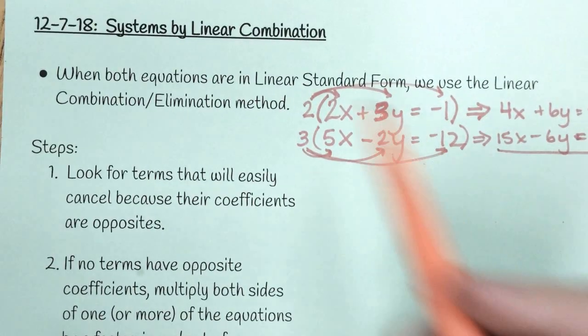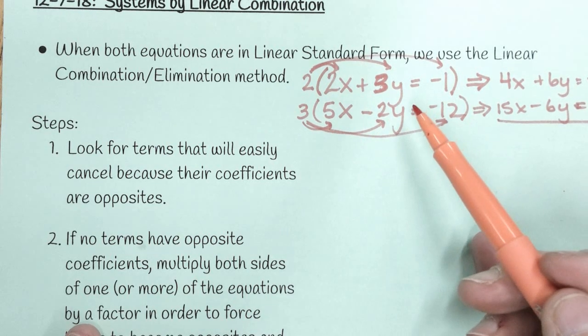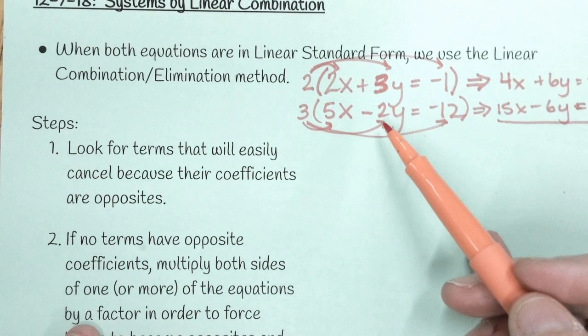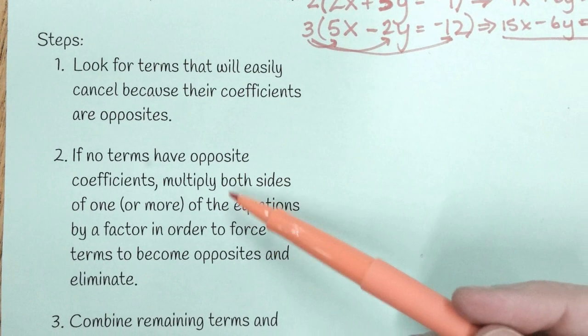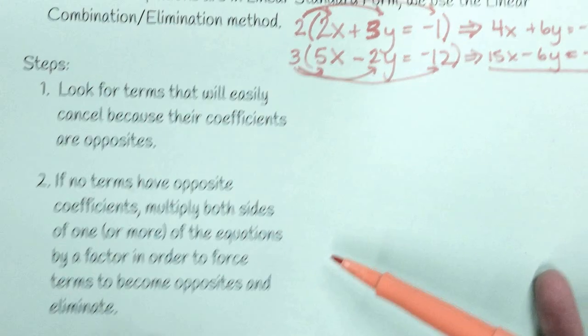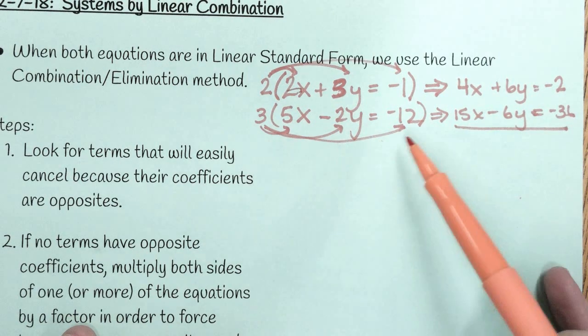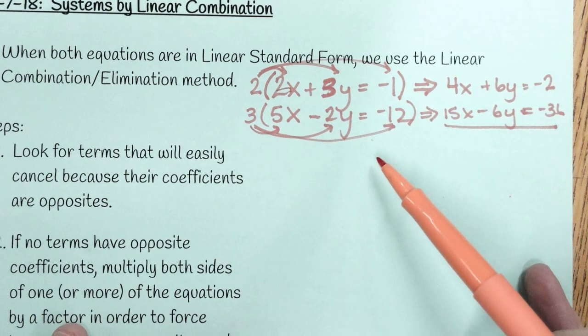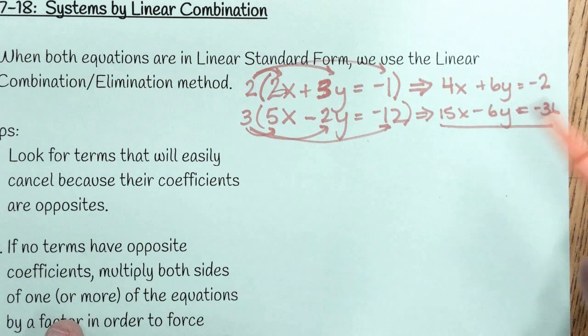Okay? So I started by looking for terms that would easily cancel. I didn't find any. I didn't find like a 3 and a negative 3 or a 2 and a negative 2. But I'm going to look for something I can multiply both sides by that will force a zero pair. So I was able to force a zero pair here by multiplying the top row by 3 and the bottom row by 3. And again, as long as I multiply everything by the same number, I'm scaling it up and it's okay.